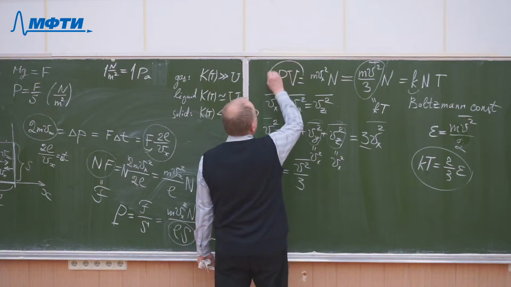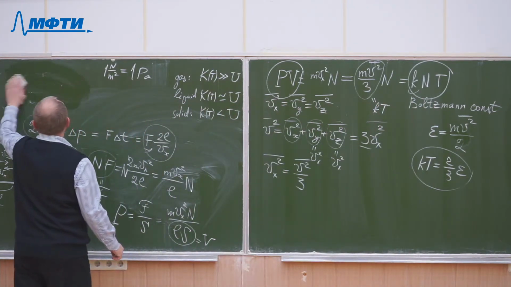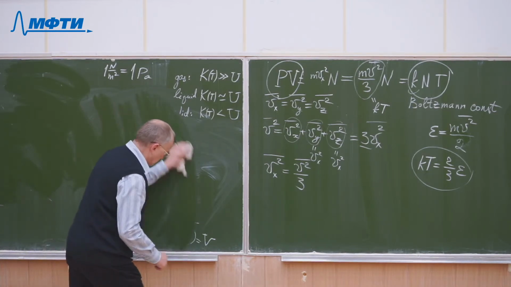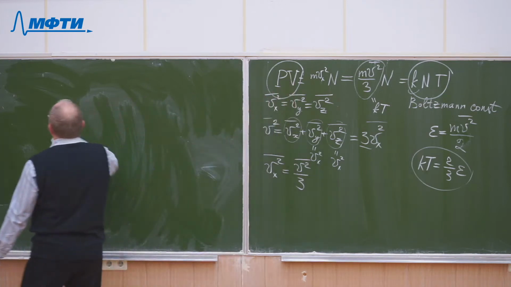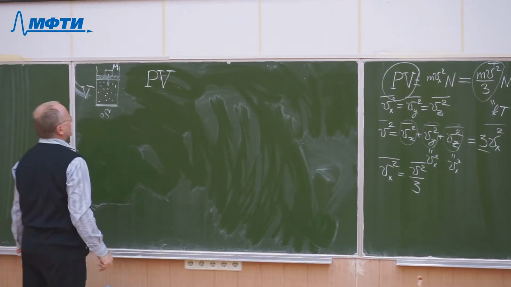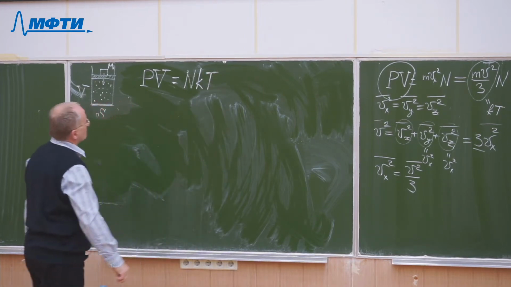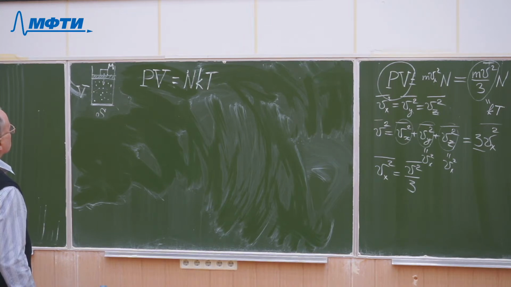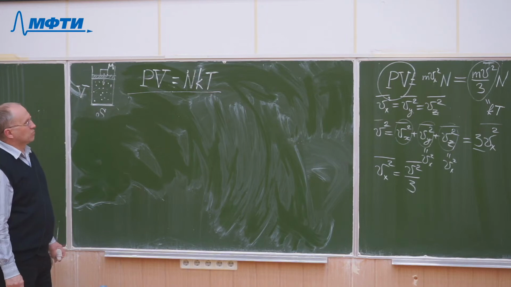But what we obtained here is very important. The formula is so important that I will write it down again and discuss the consequences of this formula. So we obtain that pressure P times volume V, the gas pressure times the volume of the container in which the gas is kept, equals the number of molecules times the Boltzmann constant K times the absolute temperature. This is a very important formula which gives you a lot of important consequences.